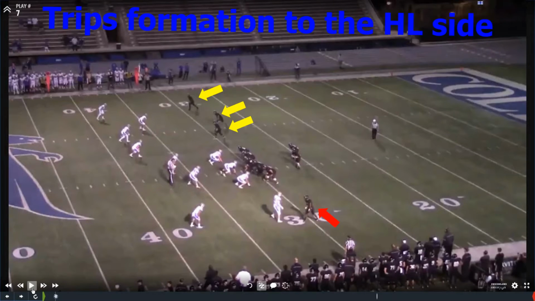On this first play, we have a trips formation to the head linesman's side of the field. The yellow arrows indicate the players on the offensive side that are the keys for the head linesman. The red arrow indicates the line judge's key. Even though the left tackle is not eligible, the line judge must observe his actions for possible fouls.